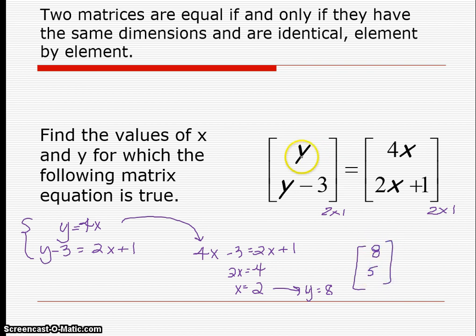and I would get that by putting 8 here would be 8, or 4 times 2, if I plugged my x in, would be 8. Down here, 8 minus 3 is 5, or 2 times 2 plus 1 is 5. So it wouldn't matter which matrix you plugged it back in, because they're equal, you should get the same thing.